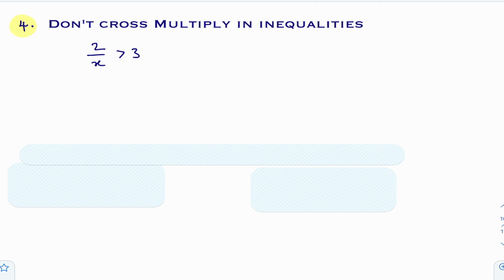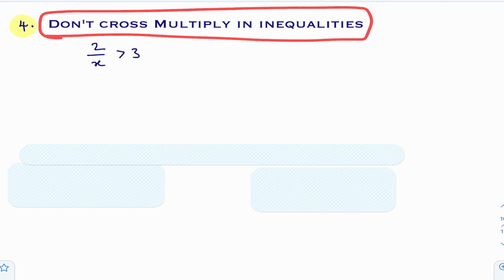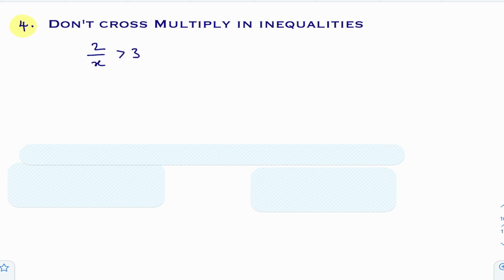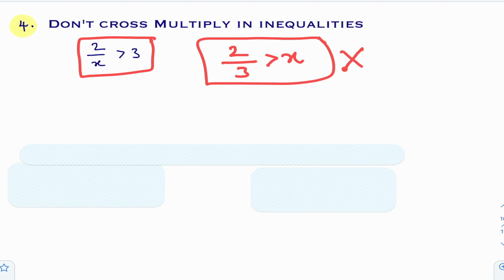Okay. Now you see, this is important. Do not cross multiply in inequalities. Many students make this mistake. Suppose 2 by x is greater than 3 is there. What they'll do, they'll cross multiply and say the answer is x is less than 2 by 3. But in inequalities you cannot do like that. You cannot write 2 by 3 greater than x. This is wrong. You cannot declare like this, right?